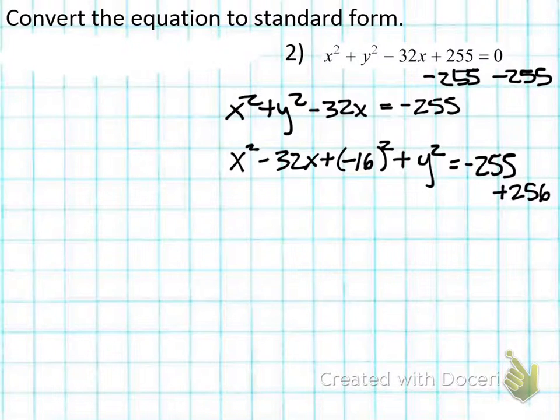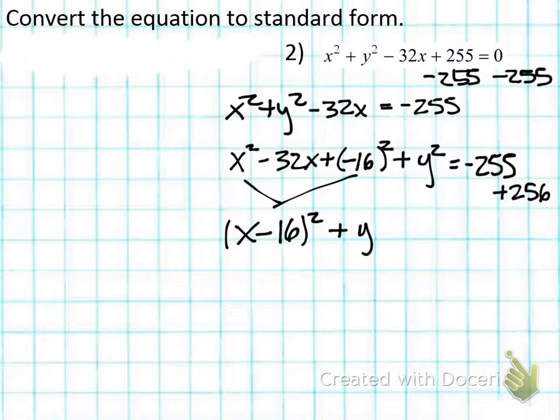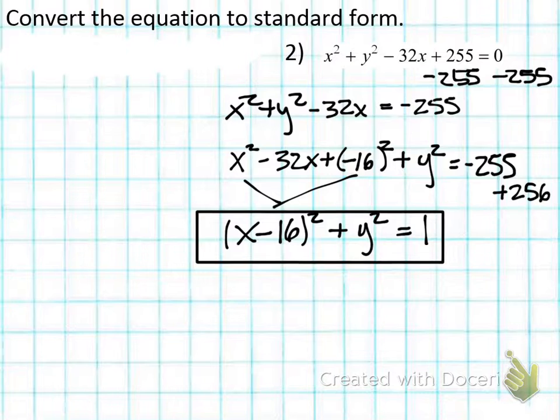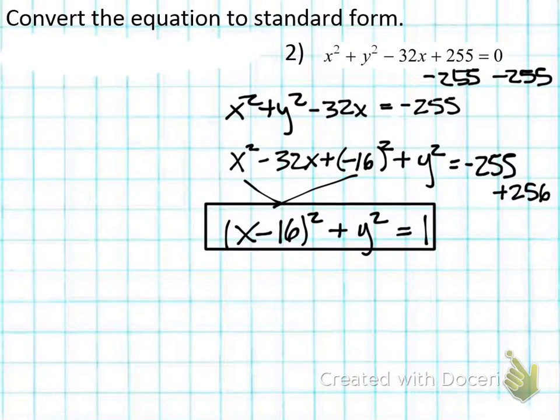And then on the left, this just drops down. I get x minus 16 squared plus y, I could think of it like minus 0, but it's just y squared, equals then negative 255 plus 256 just gives me a positive 1. And that would be my standard form equation.